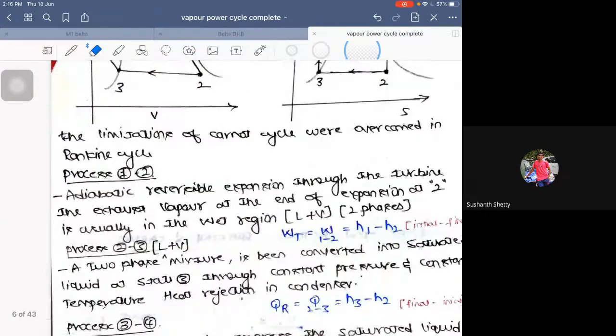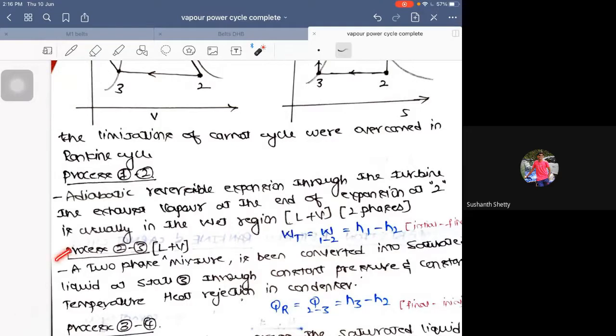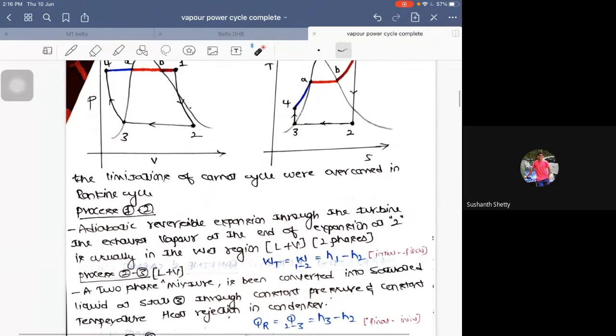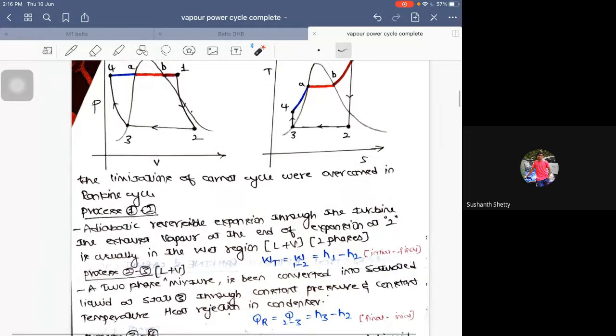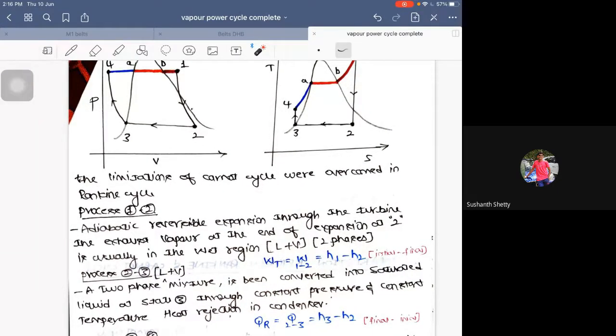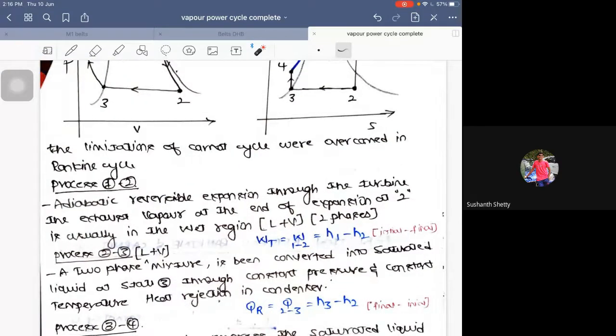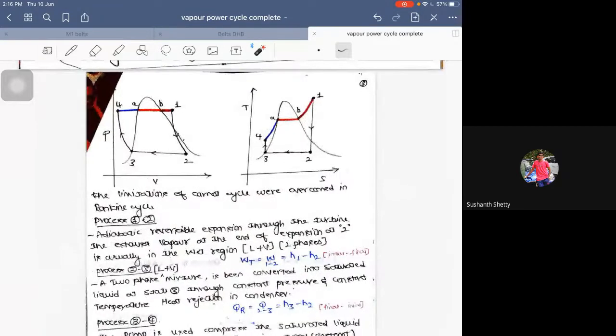This is done. Now, 2 to 3. Anyone? A two-phase mixture is being converted into saturated liquid at state 3. Exactly. So, what is state 3? Observe here, this is state 3. It is on the saturated liquid line. That is why in the condenser, a liquid plus vapor mixture is being converted until it reaches the saturated liquid. Clear? Next one.